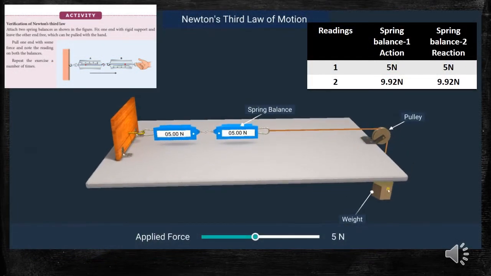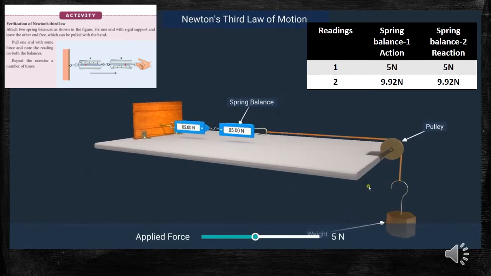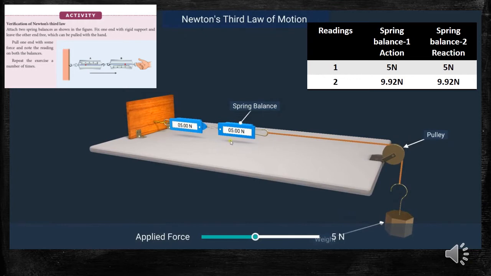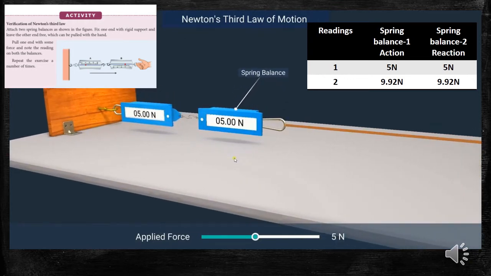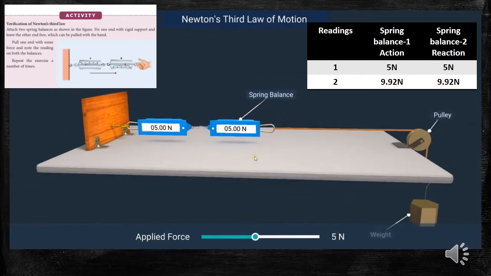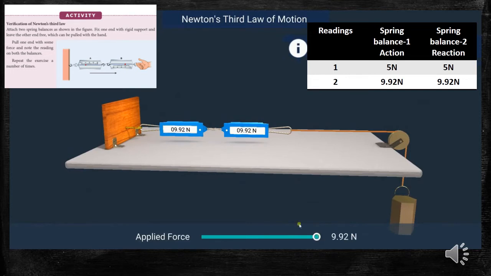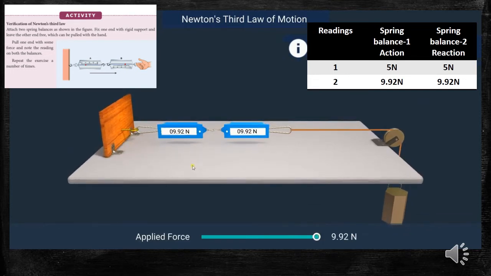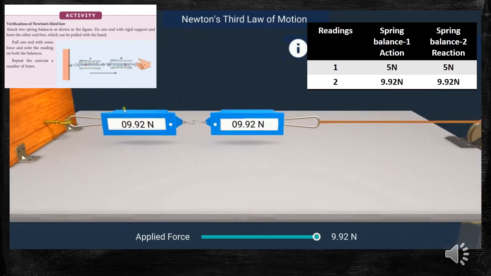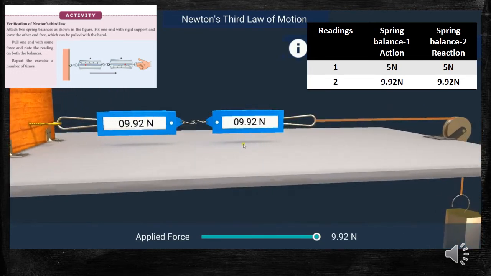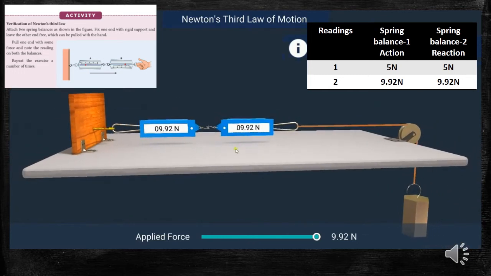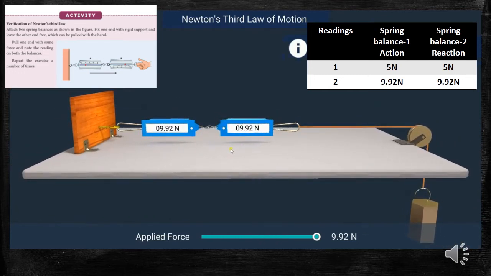This is one of the activities given in your textbook. This activity is based on Newton's third law of motion. Look at the arrangement. The first spring balance is attached to the wall support. The free end of the first spring balance is connected to the second spring balance. The free end of the second spring balance is attached to a rope. That rope is allowed to pass through a pulley. Here a mass is attached to the string. Let us say 500 grams is attached.